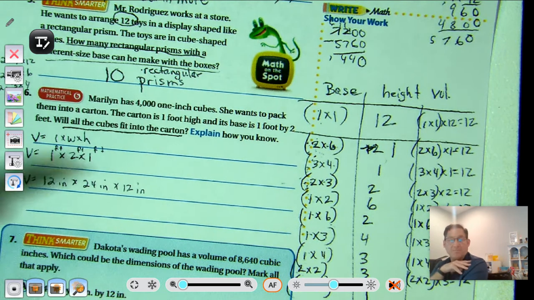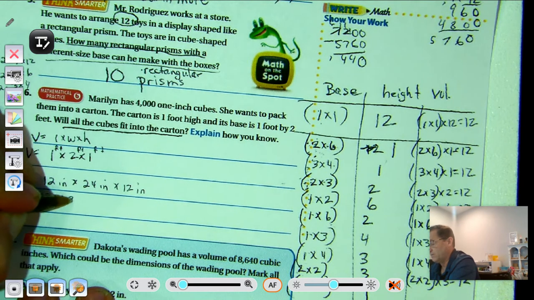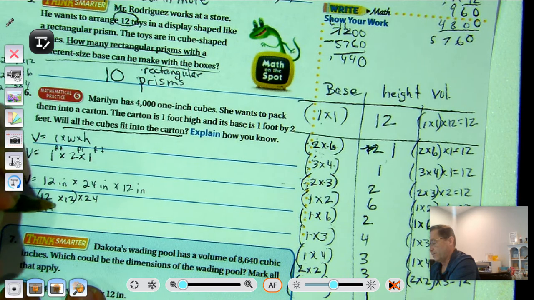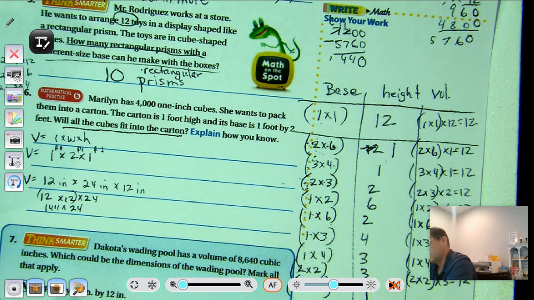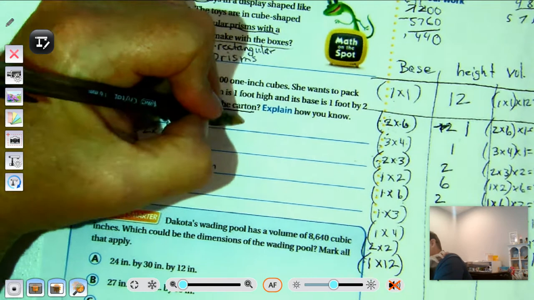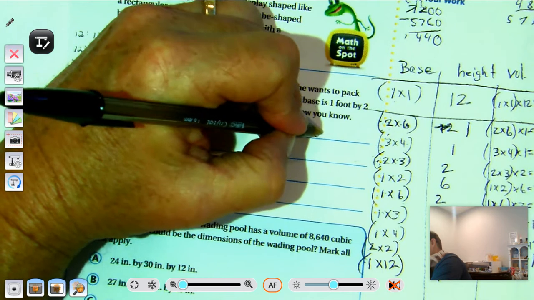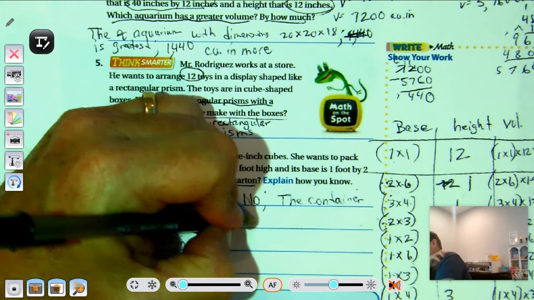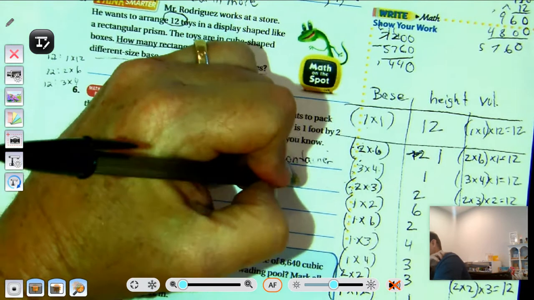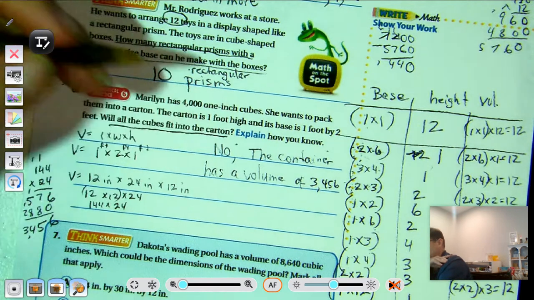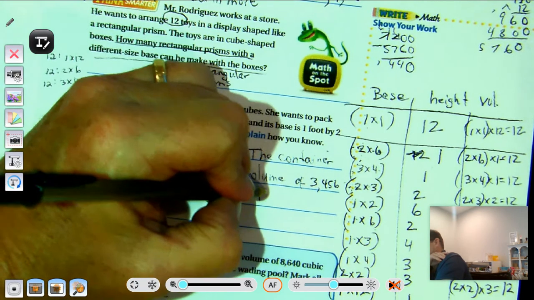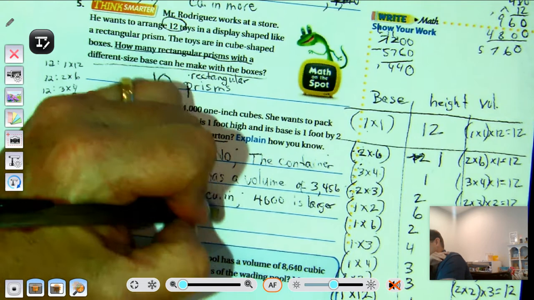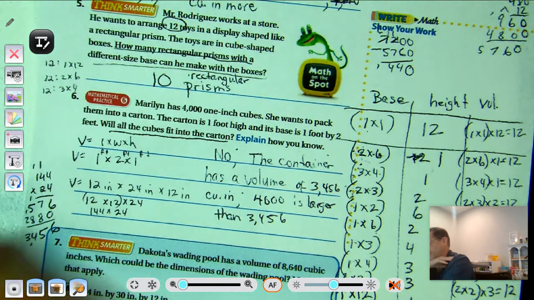All right, well, 12 times 12, if I switch that around and go 12 times 12 times 24, I'd get 144 times 24. So what is 144 times 24? 3,456. So, no, that won't work. The container has a volume of 3,456 cubic inches. 4,000 is larger than 3,456.